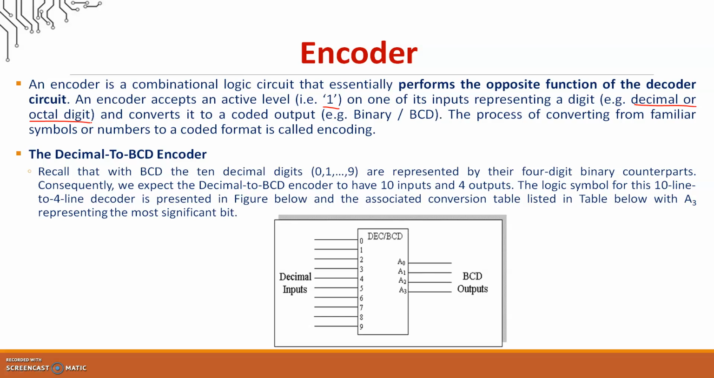It accepts the active level, which represents the decimal or octal digit, and converts it into a coded output, that is binary or BCD. The process of converting from a familiar symbol or number to a coded format is called encoding.